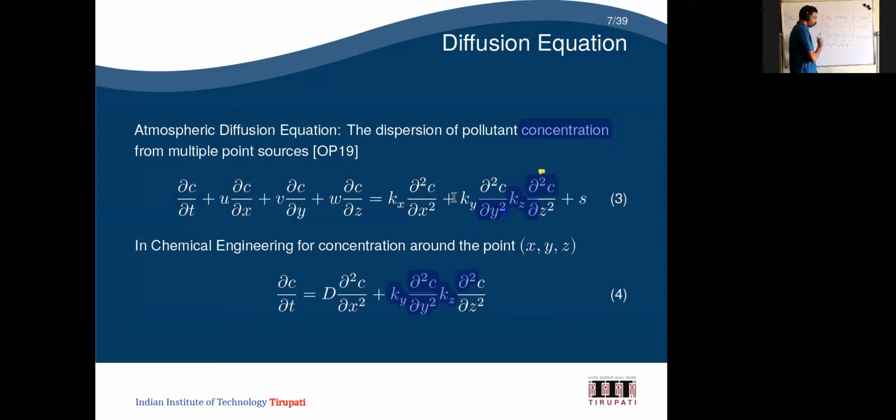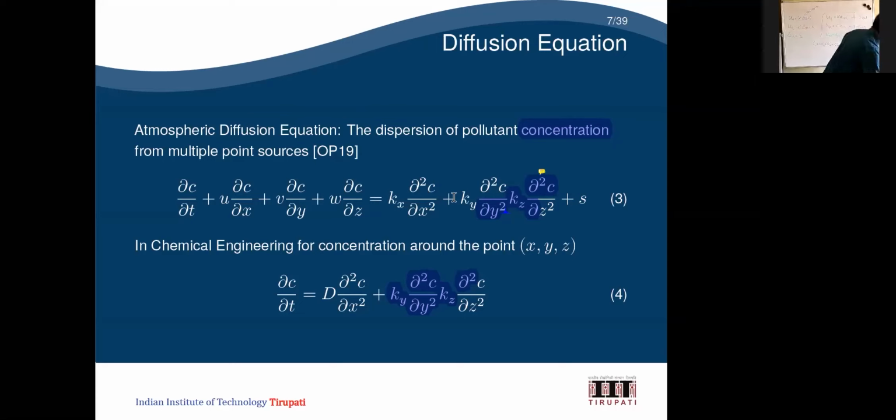Some pollutant particle is there. For example, if you take the coronavirus, that is nothing but a kind of pollutant, or some virus spreading in the air. So I can say how it is going to spread once the air is moving. And then Ky Cyy plus Kz Czz plus some source terms. So this is nothing but the atmospheric diffusion equation.